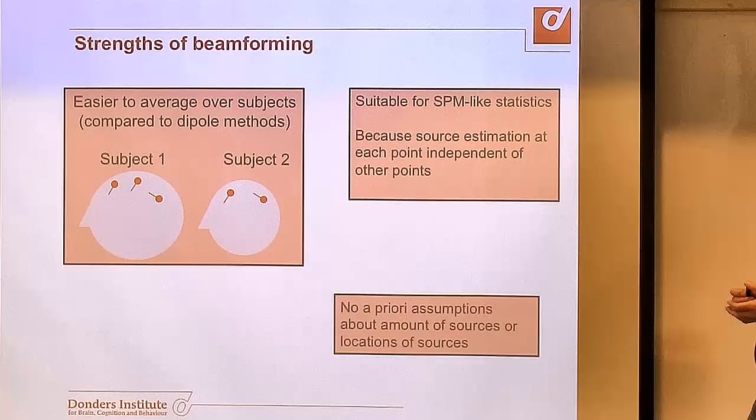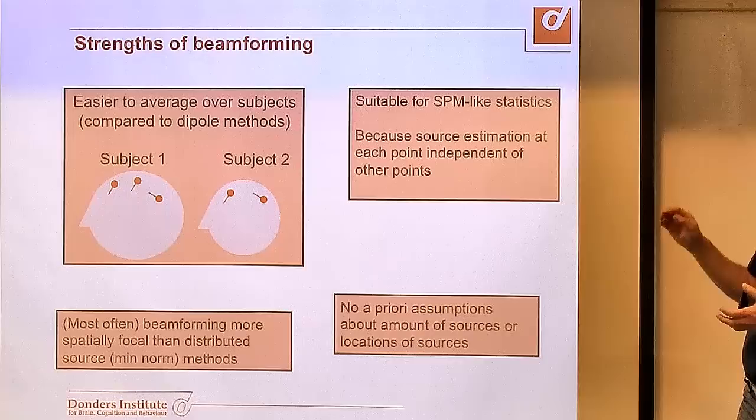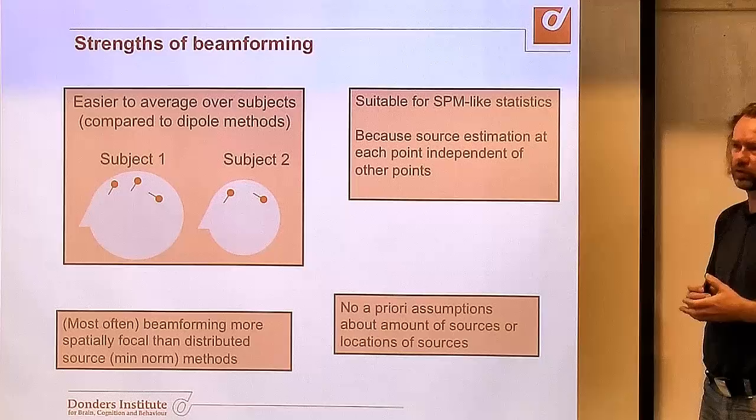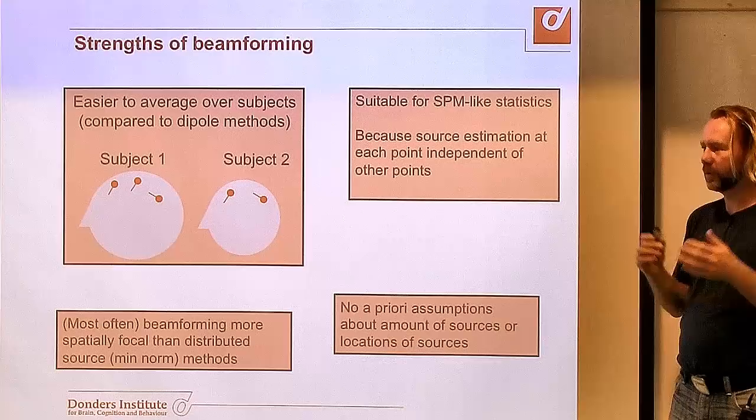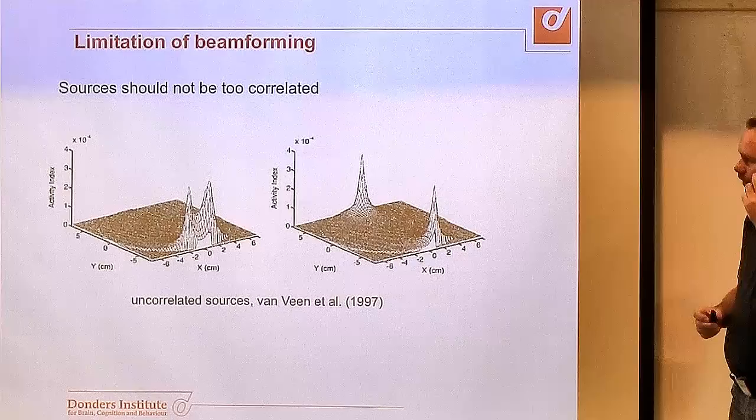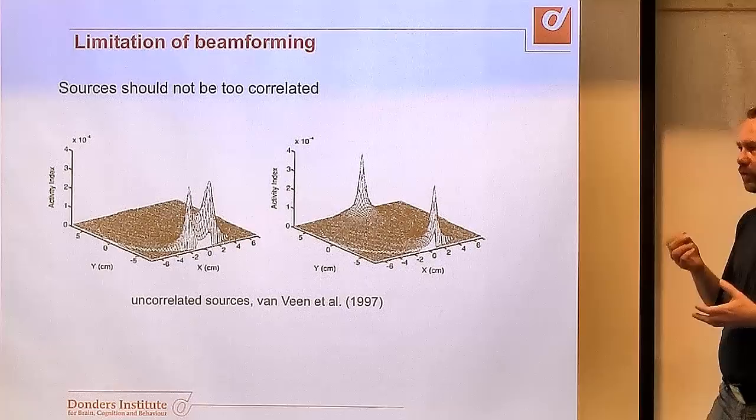And most often, beamforming is more spatially focal than distributed minimum norm source solutions. With distributed source models, what we assume is that there's distributed activity everywhere, whereas with beamforming, we're not making this assumption. So beamforming often gives more focal source reconstructions. However, we've made an assumption about the data, and that assumption is that the sources should not be too strongly correlated in their time series.